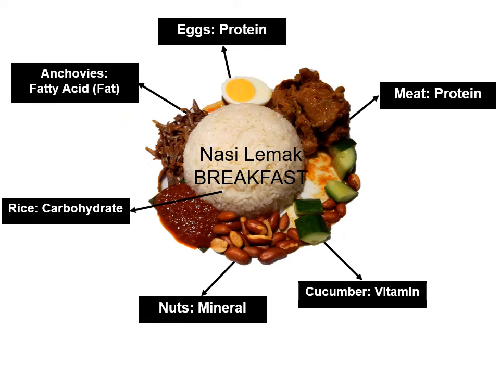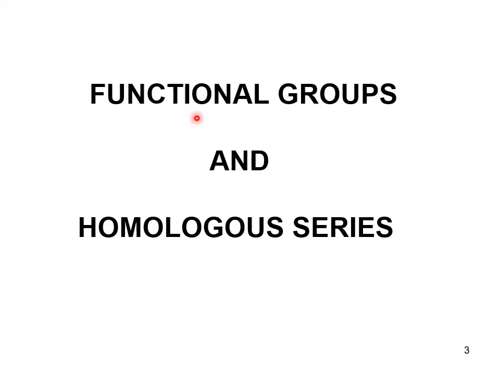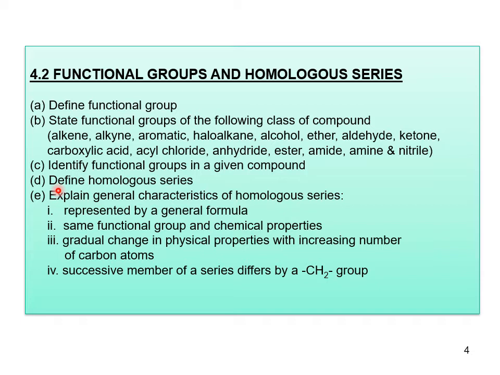So what are we going to learn for this lesson? Today we are going to learn about functional groups and homologous series. Functional group is like the food: eggs, rice, meat. And the homologous series is the nutrient that we can get from the food. These are the learning outcomes that we need to cover for this video.